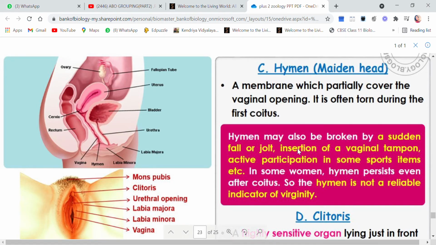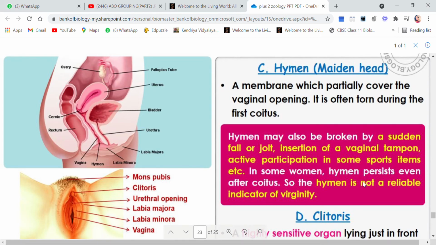Now the hymen may also be broken by a sudden fall or jolt, insertion of a vaginal tampon, or active participation in some sports, if the girl is quite into cycling or horse riding or running, then also the hymen can be torn. In some women, the hymen persists even after coitus. So it depends on a case to case basis.